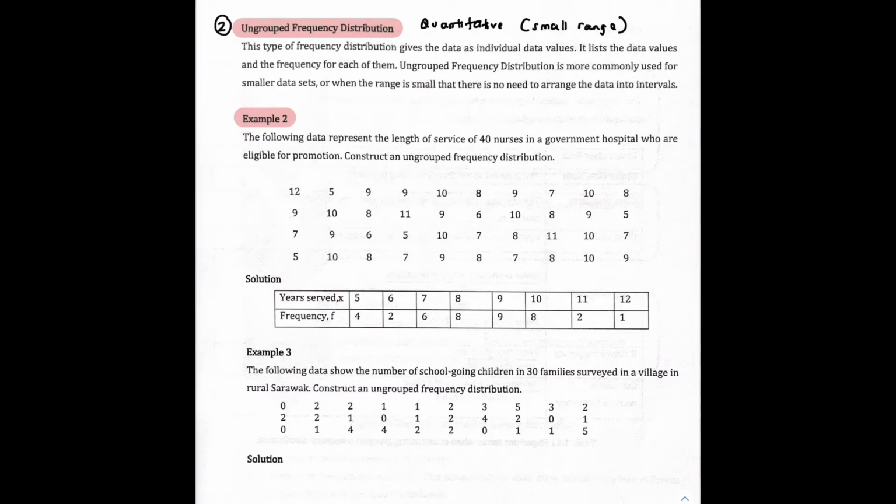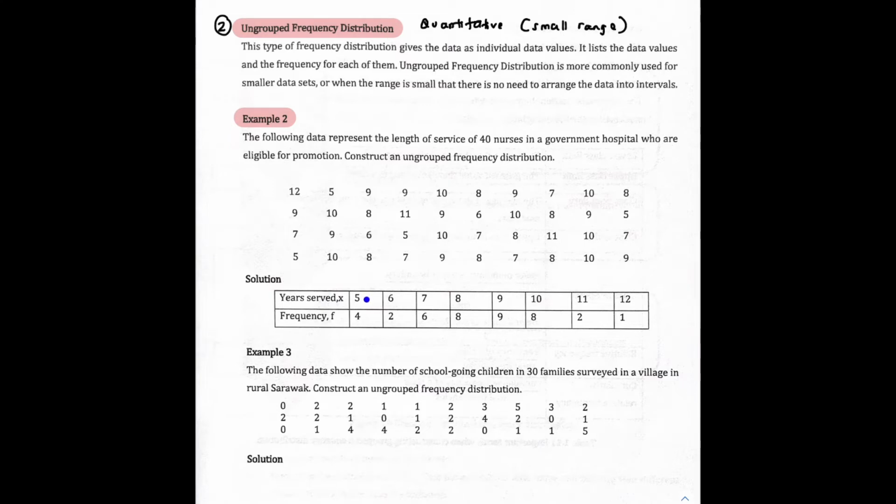For example, look at this one, example number 2. The following data represent the length of service of 40 nurses in the government hospital who are eligible for promotion. Construct an ungrouped frequency distribution. So this one you have 40 raw data. The lowest is 5. The highest is 12. So from 5 to 12 is considered a small range of data. So you have to construct the second type of frequency distribution.